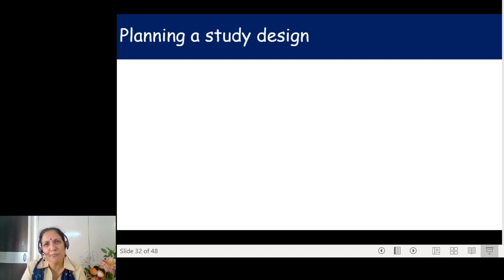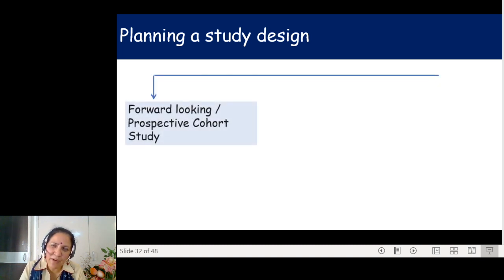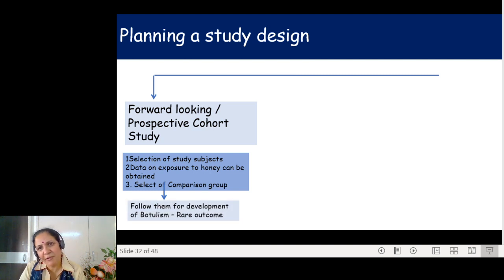So now I want to plan a study design. How do I go about it? I could plan a forward-looking or a prospective cohort study. In a forward-looking study, I select the study subjects. I get data on exposure to honey, which I can get information on, and I select a comparison group. These are the steps of doing a cohort study. But what do I know? That I will be following them up for the development of botulism.